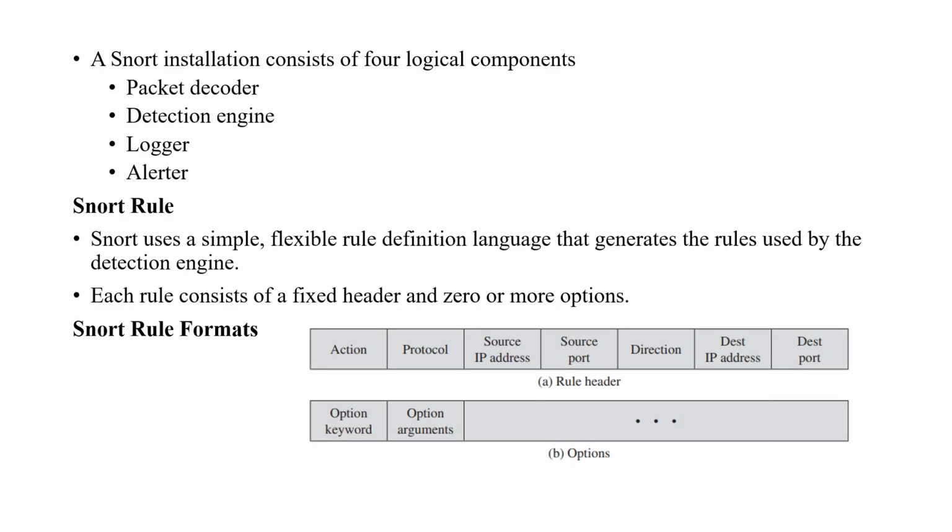Next, Snort rule. Snort uses a simple flexible rule defining language that generates the rules used by the detection engine. It consists of a fixed header and zero or more options. The header and option format is shown here.